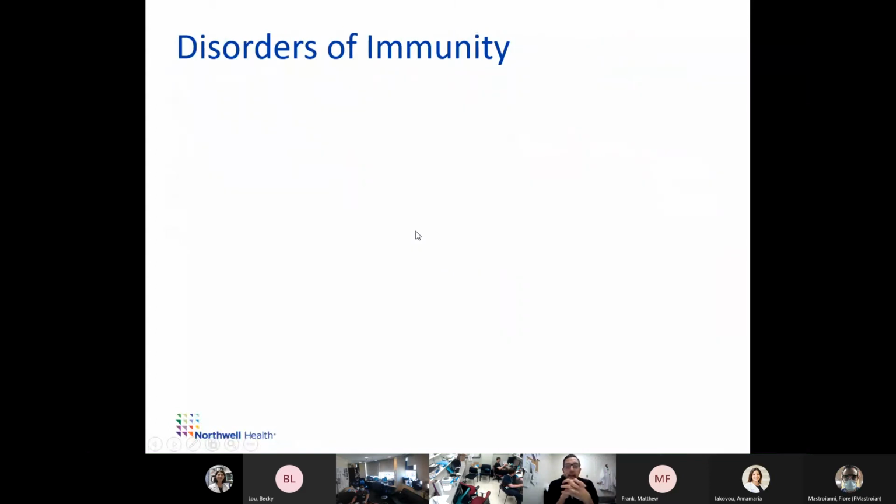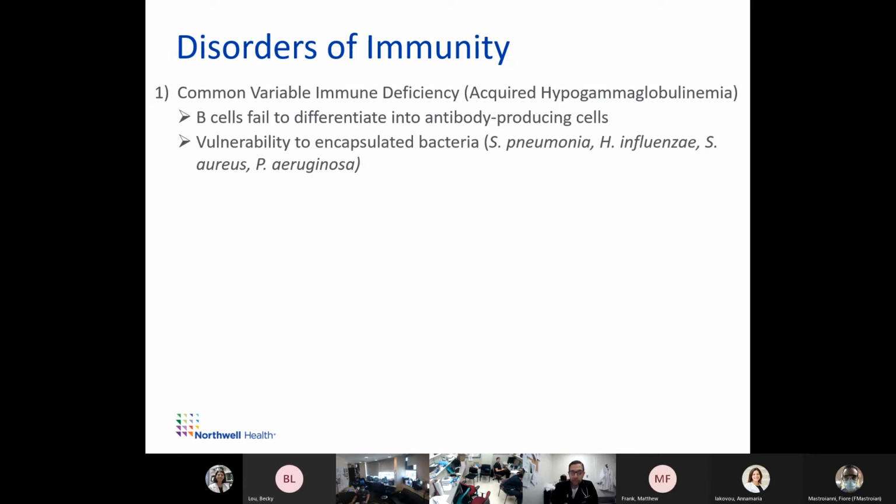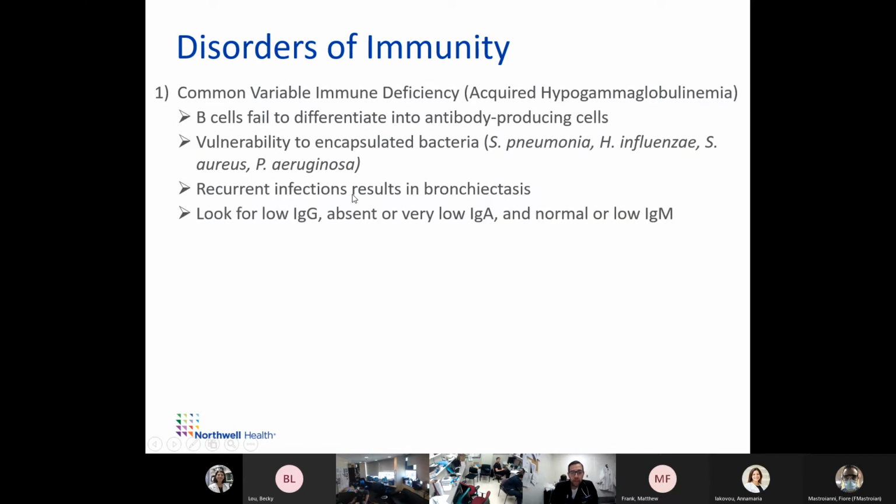So going on to another form of bronchiectasis, disorders of immunity. This is where you want to look at your immunoglobulins. The most common that we'll see is acquired hypogammaglobulinemia or common variable immune deficiency. In these patients, their B cells fail to differentiate into antibody-producing cells. And so you'll find them vulnerable to encapsulated bacteria, strep pneumo, H. influenza, staph, or Pseudomonas, and they get recurrent infections resulting in bronchiectasis.